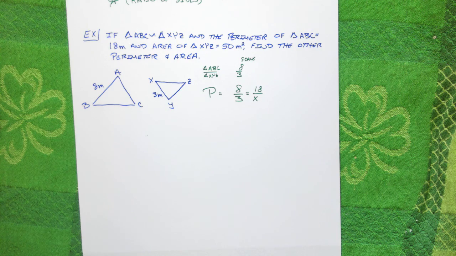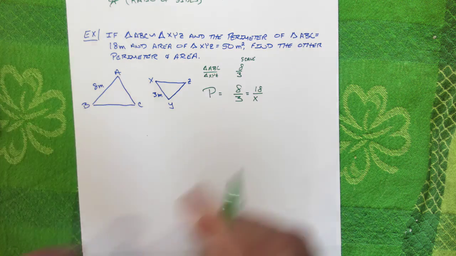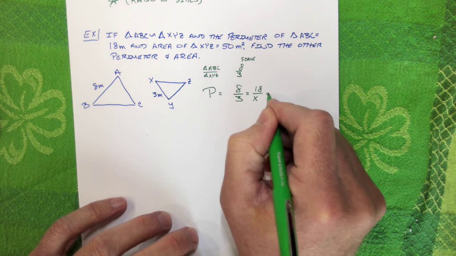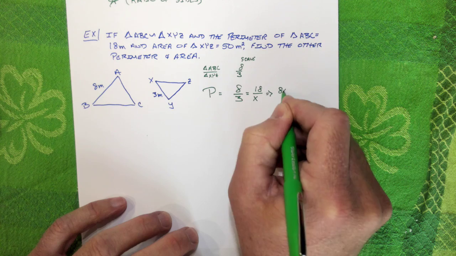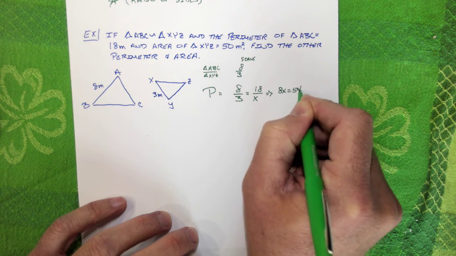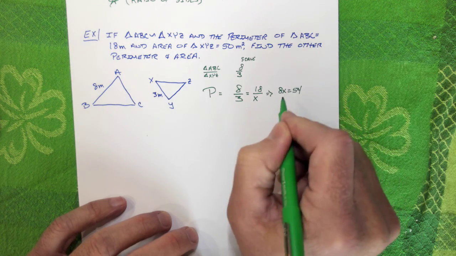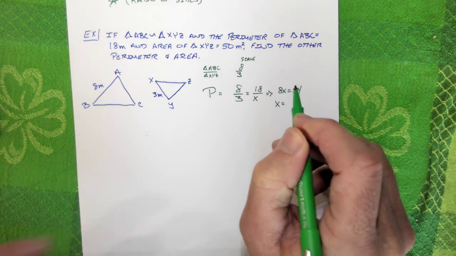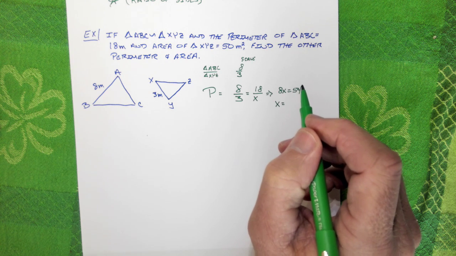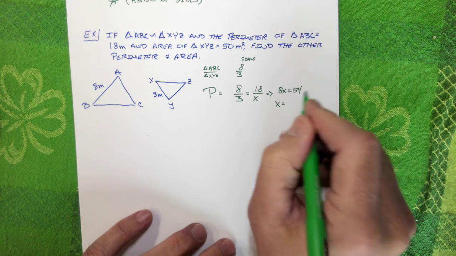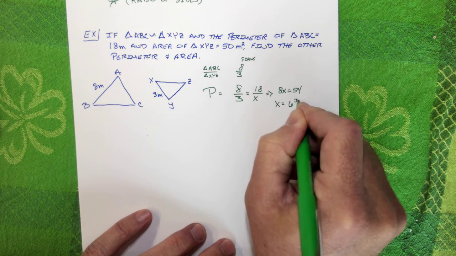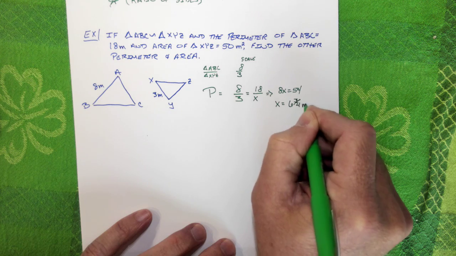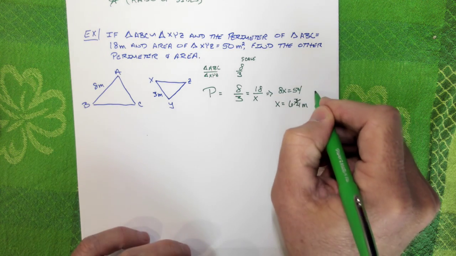So, as we work through these things, we will get 8x equal to 54. Divide by 8 on both sides. And we will get the reduced fraction of 6 3/4 (54 over 8).